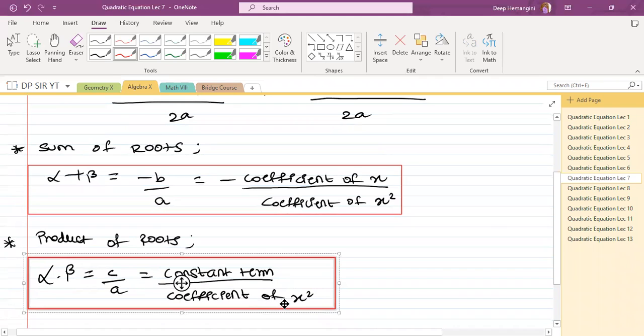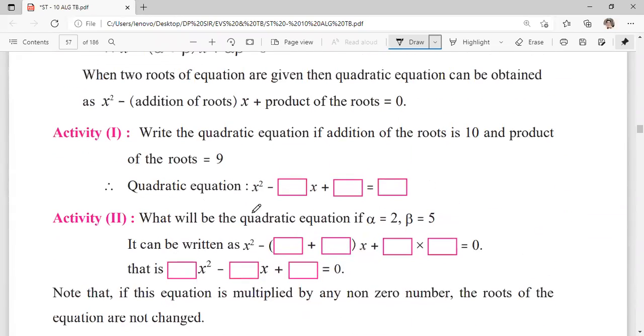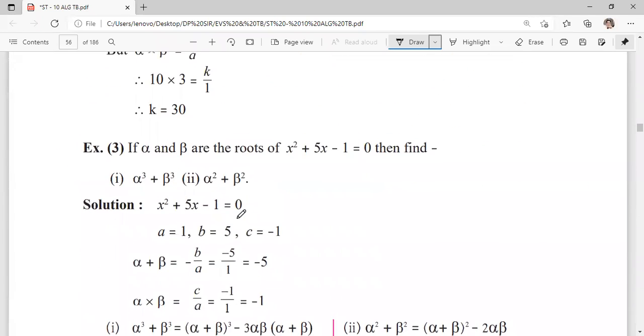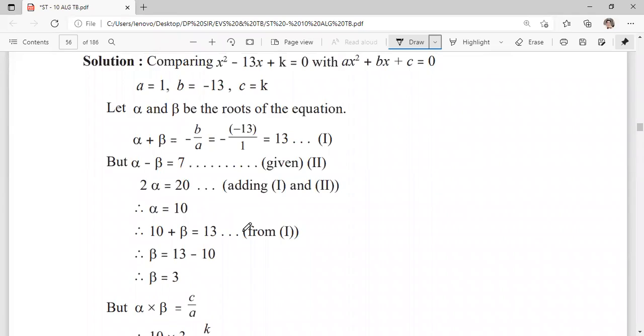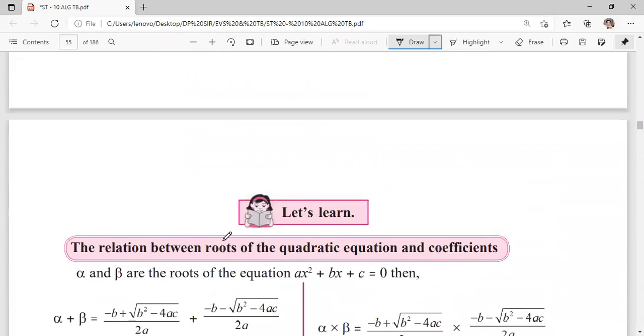So this is nothing but the simplest part. There is one activity given in the textbook. I would like to take that as well so that the concept is very clear. See, for me, concept matters the most rather than any other thing. If you see, there is an activity mentioned over here. I guess it's page number 46, if I'm not wrong.